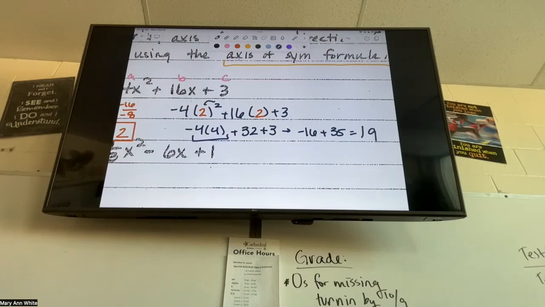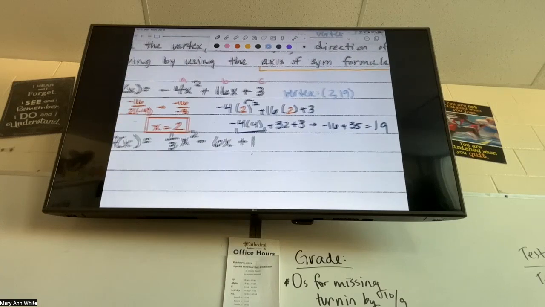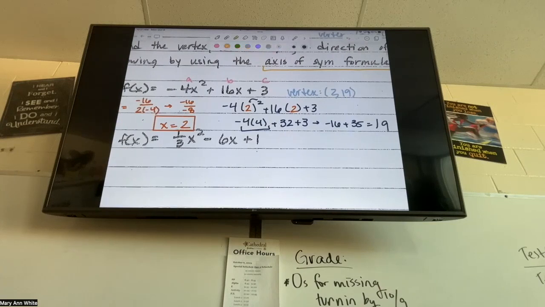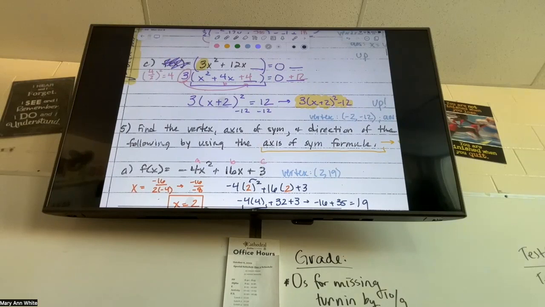Okay, so that's my y value. So that means that my vertex here is 2, 19. Notice that I don't change my sign because it's already in my axis of symmetry form. It's already x equals, it's not x in a parenthesis. So since it's not x in the parentheses, you don't change your sign, you just keep it the same.